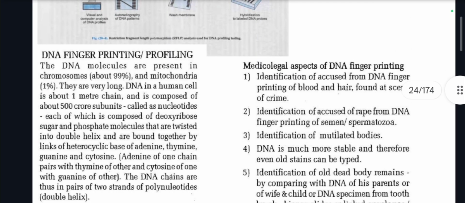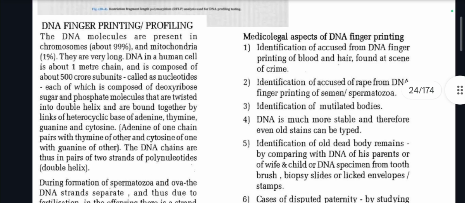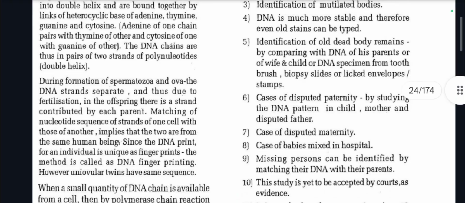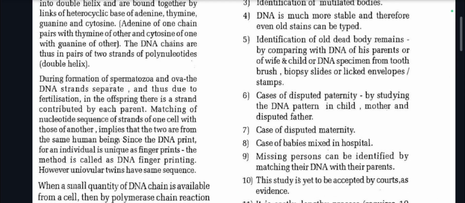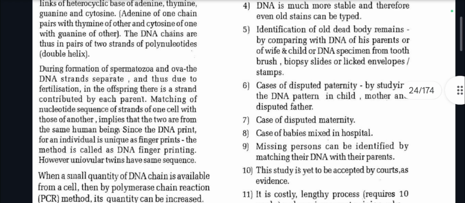What are the medico-legal aspects of DNA fingerprinting? Number 1, identification of accused from DNA fingerprinting of blood and hair found at the scene of crime. Number 2, identification of accused of rape from DNA fingerprinting of semen or spermatozoa. Identification of mutilated bodies. DNA is much more stable and therefore even old stains can be typed. Identification of old dead body remains by comparing with DNA of his parents or wife and child or DNA specimen from toothbrush, biopsy slides or licked envelopes or stamps.